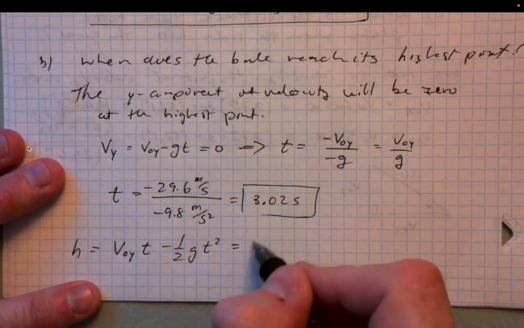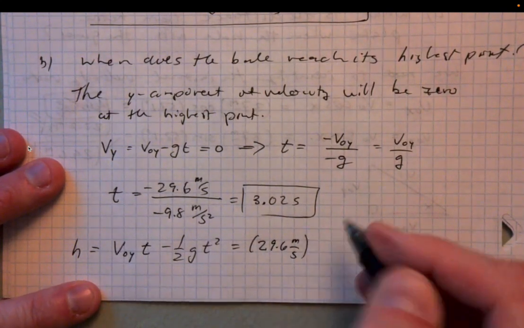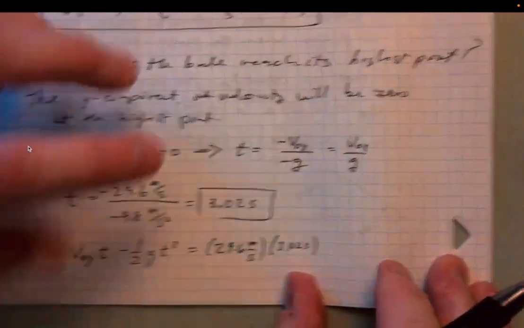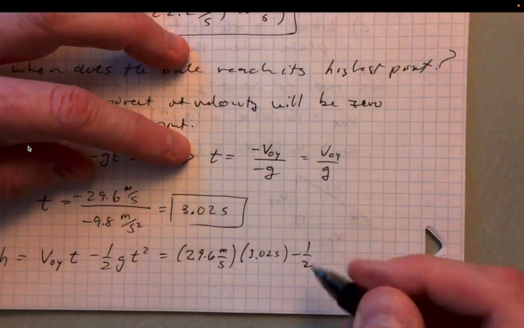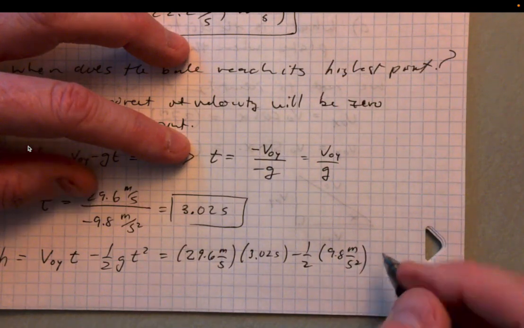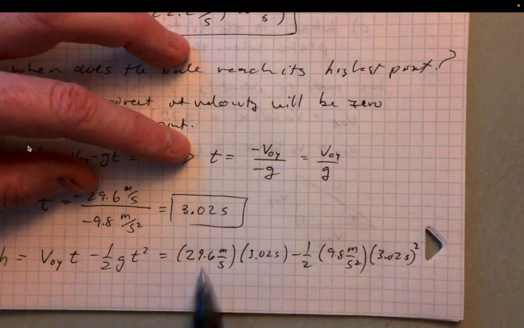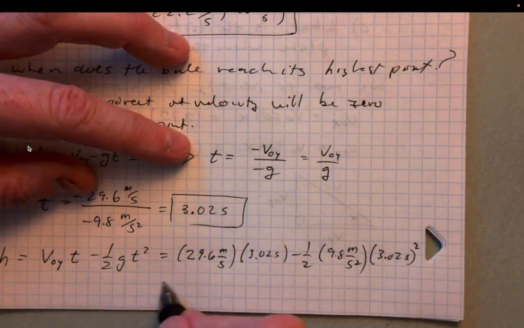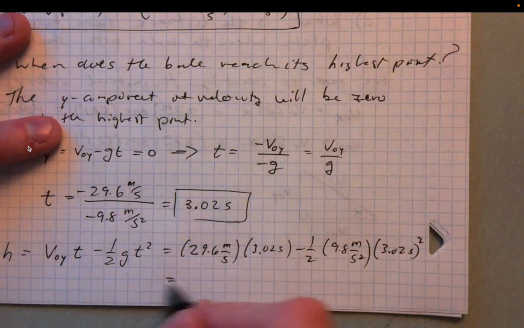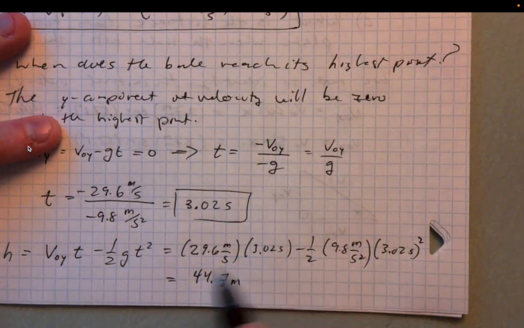Okay, and so that's going to be what? 29.6 meters per second times 3.02 seconds, minus 1/2 of g, which is 9.8 meters per second squared, times again 3.02 seconds squared. And so everything will cancel out here, and you're going to get meters. And so do that math, and what you'll find is you get 44.7 meters.